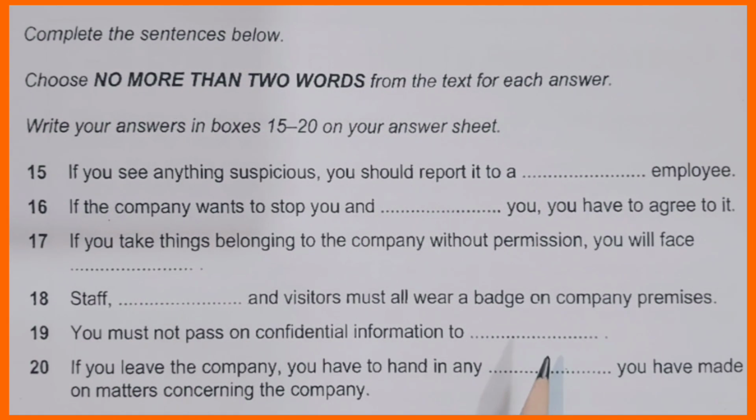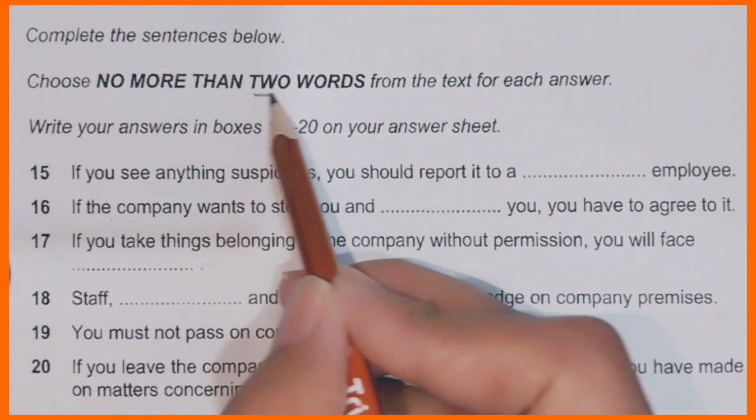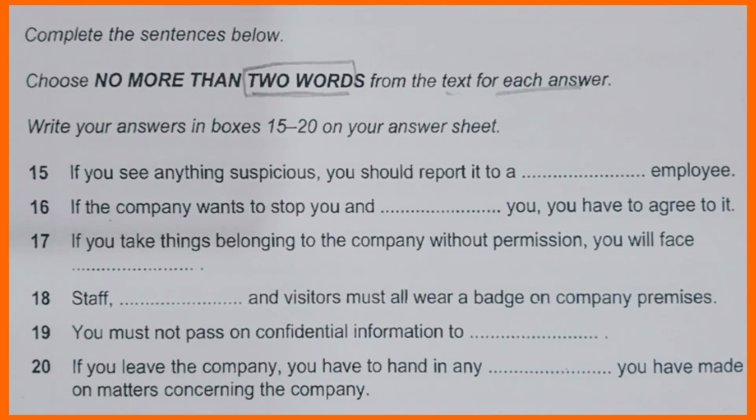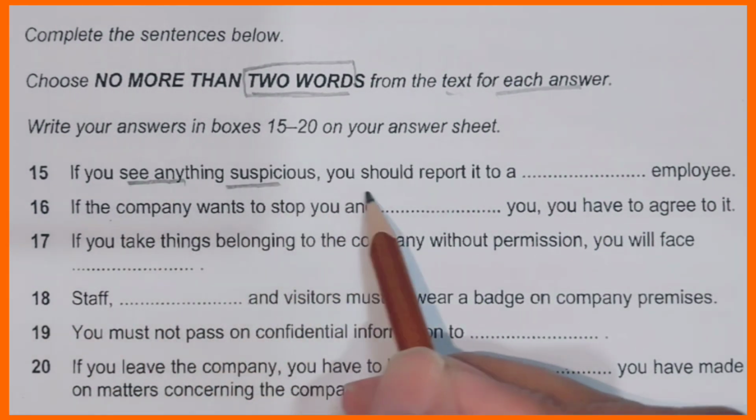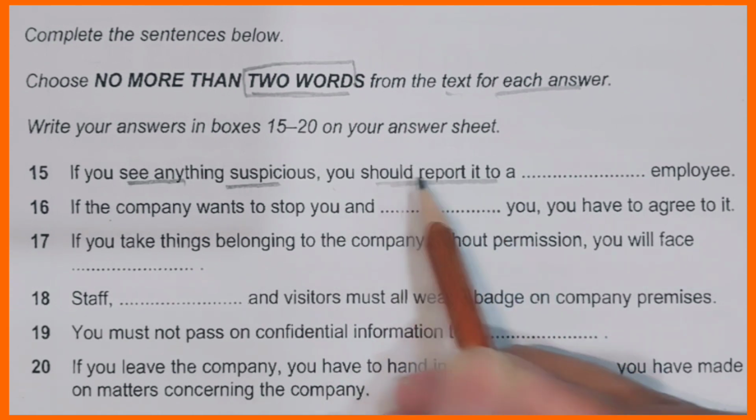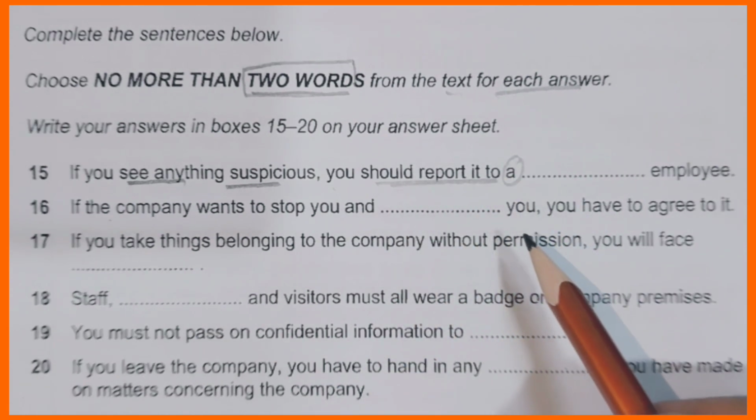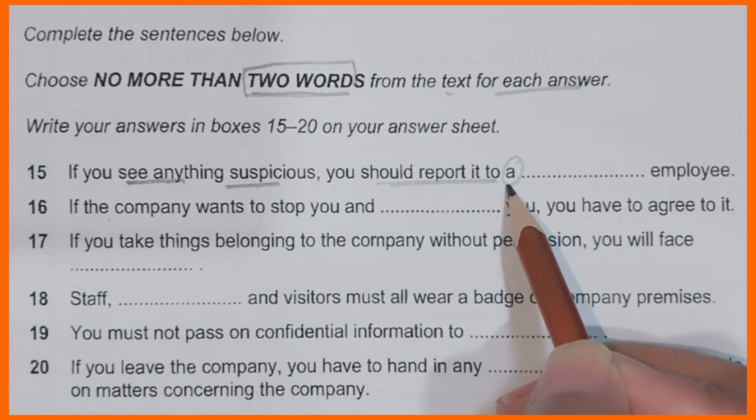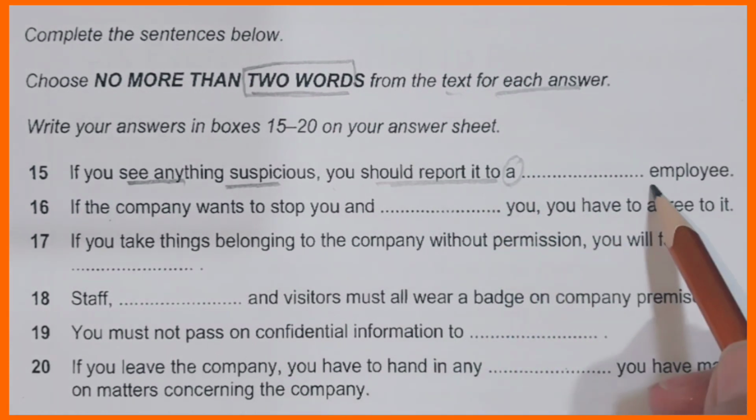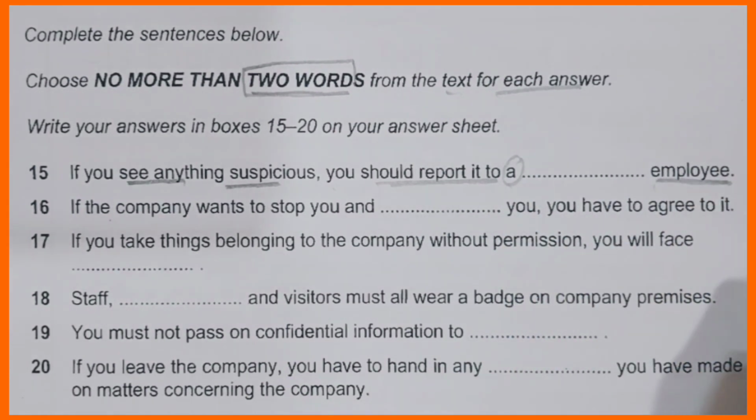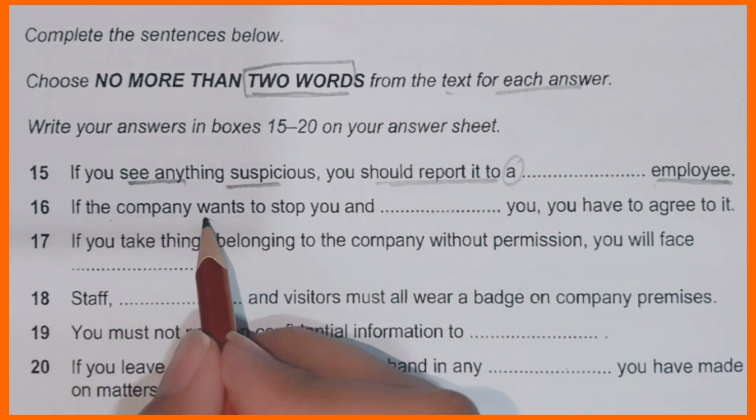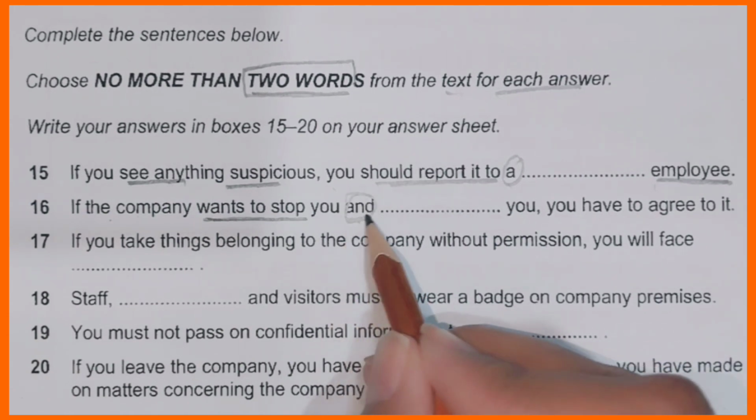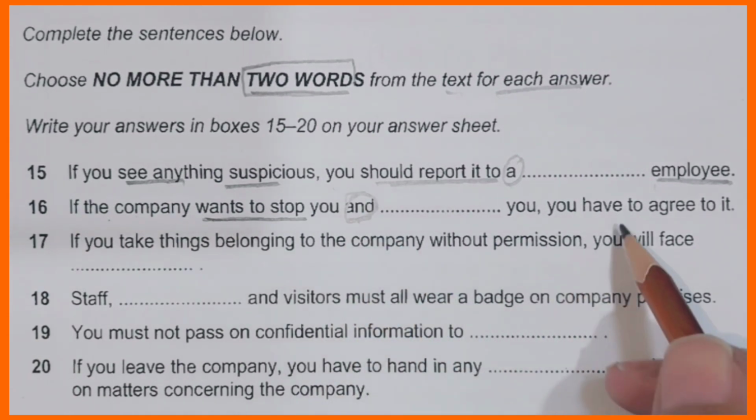So our question number 15. No more than 2 words. We are supposed to write only 2 words from the text for each answer. If you see anything suspicious, you should report it to, so before the answer you have to consult this word or letter. This will give you an idea whether your answer is right or wrong. Employee can be staff, any senior, anyone from the company. If the company wants to stop you and dash, stop you and, then this 'and' will give you the idea about the correct answer. You have to agree to it.